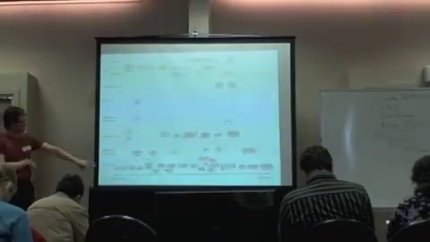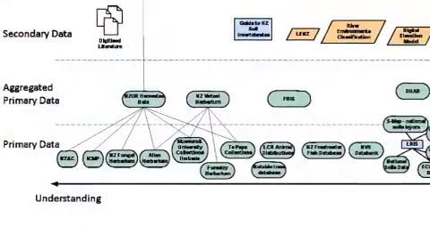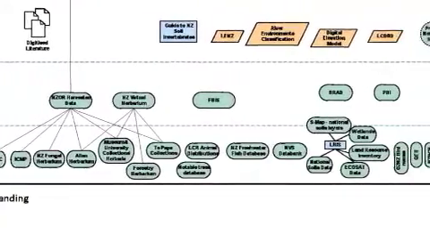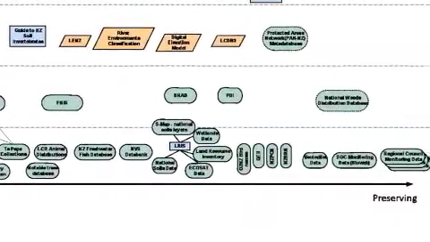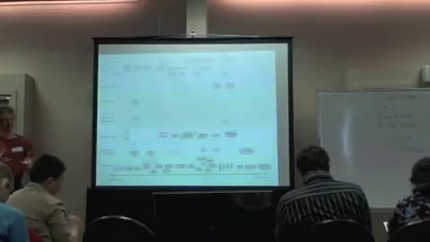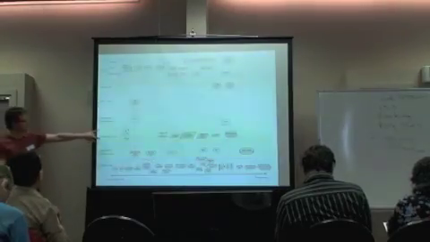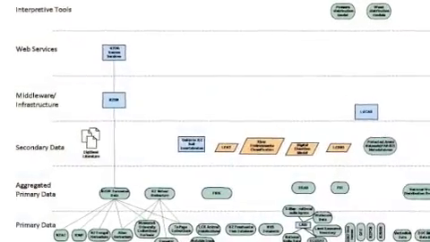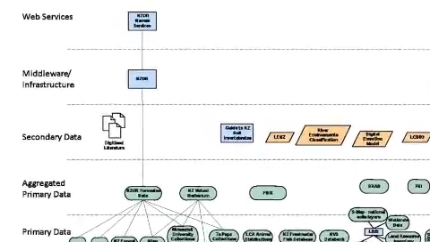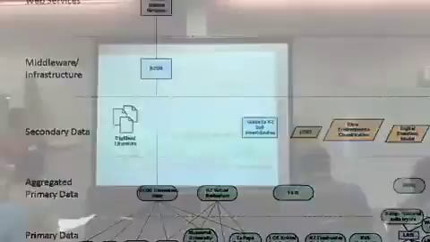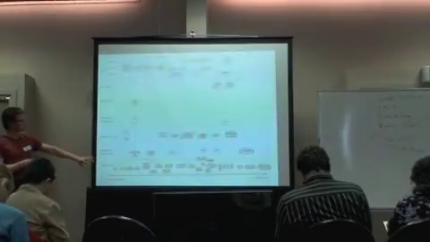So you've got primary data. You've got aggregated primary data, so where that's pulled together into some kind of system, but it's still that same primary data. Then you've got secondary data, so derived things that are created, publications and databases that are created out of that primary data.